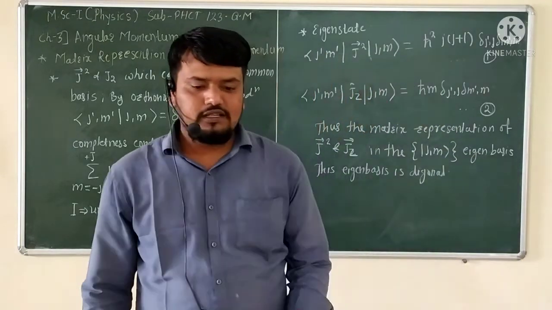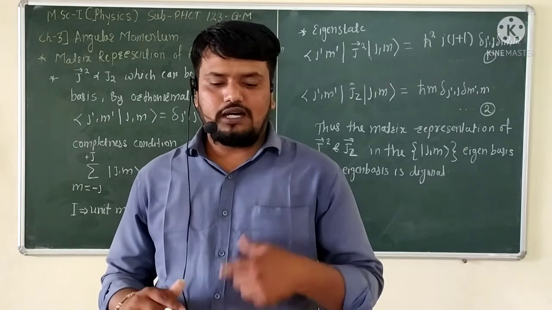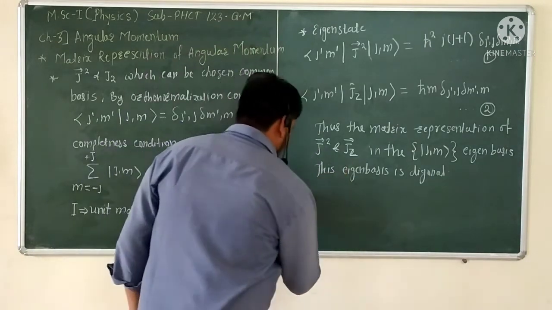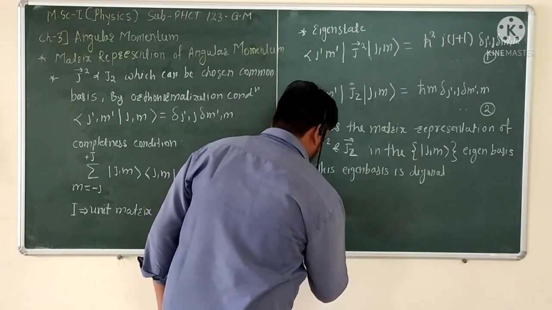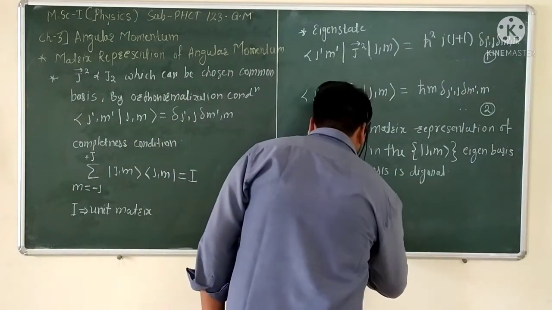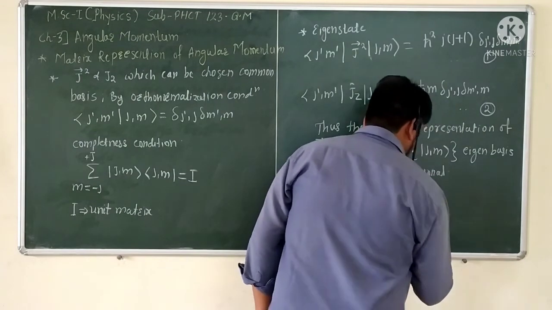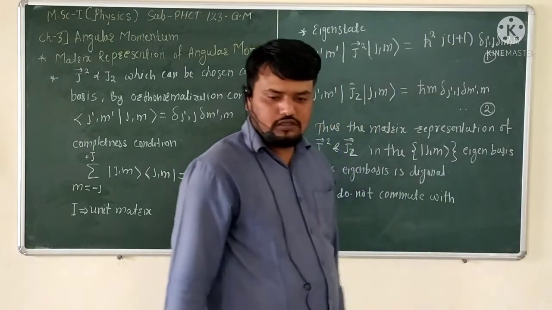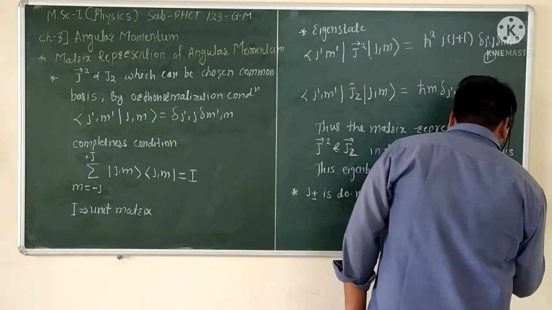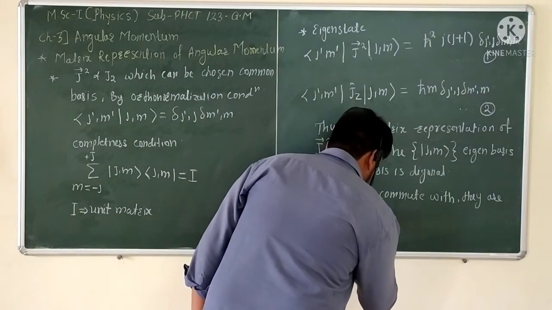Okay, so this is the basic theory. Now if we consider the operators j plus and j minus, which do not commute, they are represented in the jm basis, so we get matrices that are not diagonal.